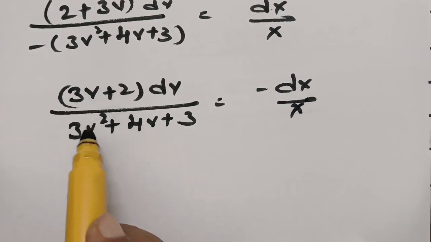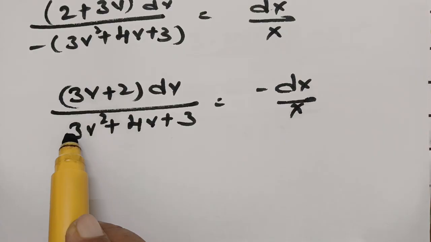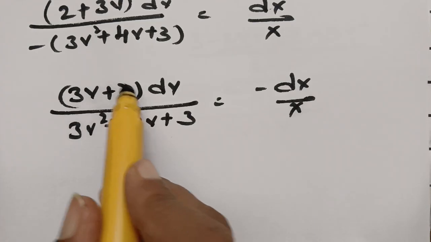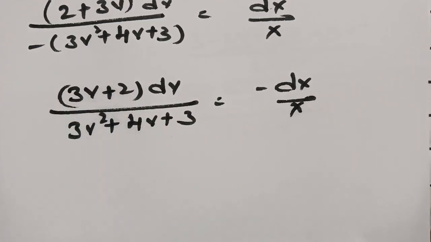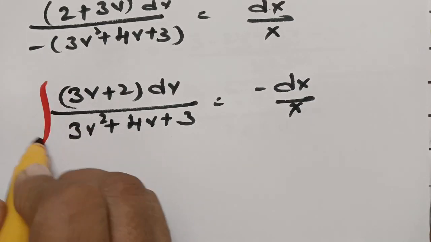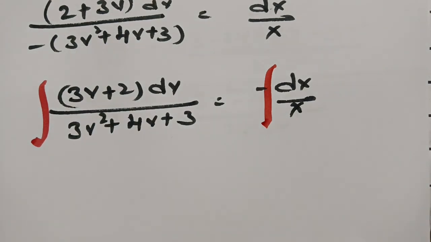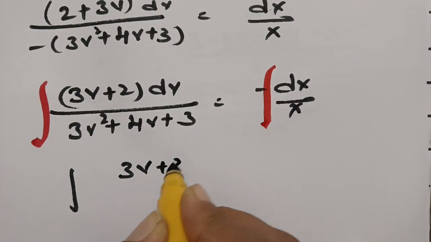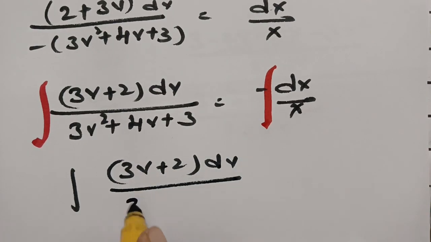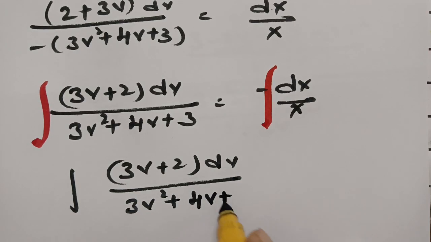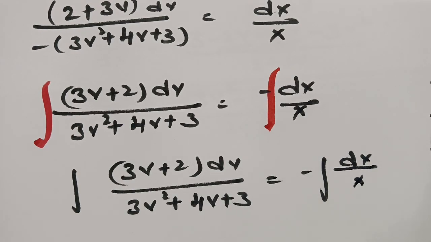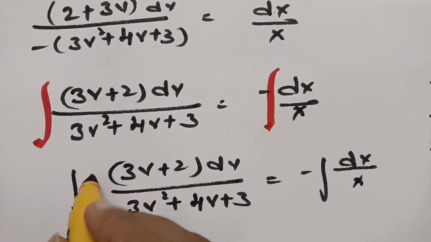And observe, the derivative of 3v square is nothing but 6v, and the derivative of v is 1, so it's going to become 4. So in order to balance the numerator, I have to multiply and divide with 2. Therefore, if I integrate on both sides, after separating the variables and after integration, I am going to multiply 3v plus 2 into dv, divided by 3v square plus 4v plus 3, which is equal to minus dx by x. In this equation, I am going to multiply with 2 and divide with 2.